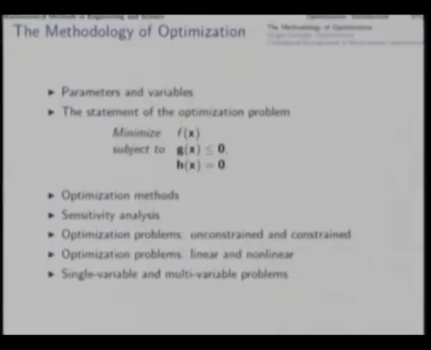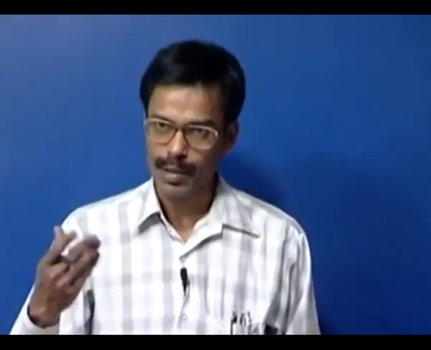Now, optimization problems, as I told you just now, can be unconstrained, without these constraints, in which case the entire space of X is feasible, or they may be constrained. In that way, we classify optimization problems, and for that matter optimization methods, into unconstrained optimization and constrained optimization. Obviously, an unconstrained optimization problem is easier to solve compared to constrained ones.